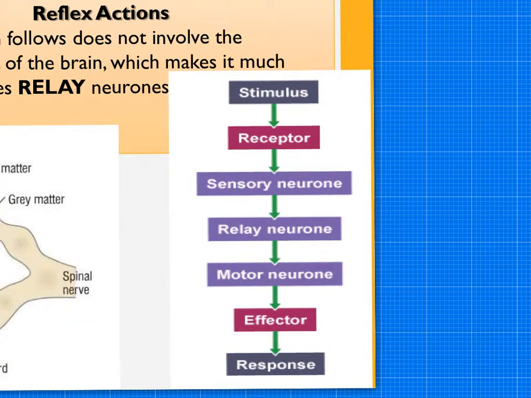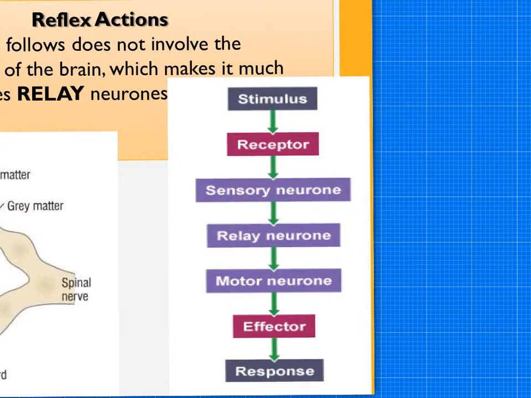So remember, there's a stimulus. That's the first thing. So stimulus, and then a receptor picks up the stimulus, and then it sends it through electrical impulses through a sensory neuron to the relay neuron, then back via the motor neuron to an effector, which is a muscle or gland, and the response, and in this case, removing your hand.